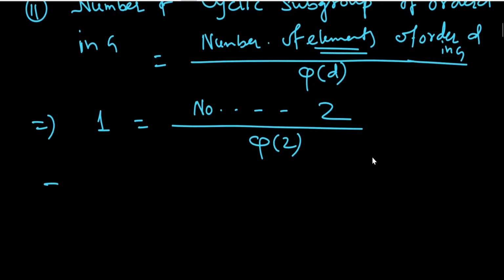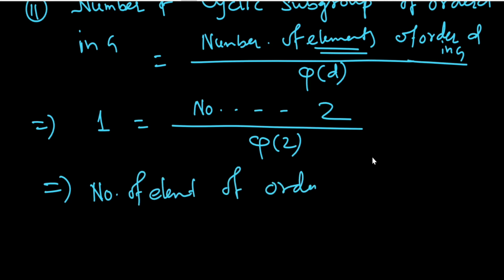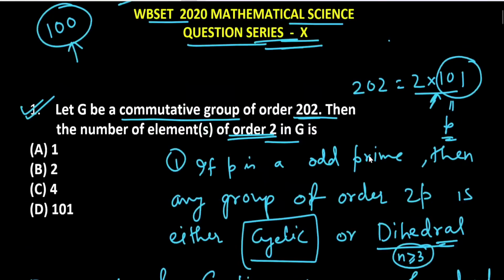Therefore this implies the number of elements of order 2 is equal to 1 into phi of 2. This is Euler's phi function, and we know that the value of phi of 2 is 1, so this gives 1. Therefore the correct answer is 1 here.